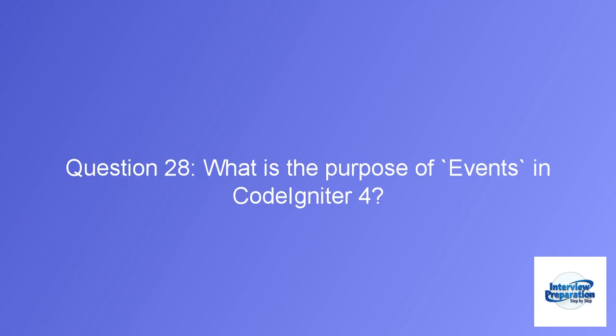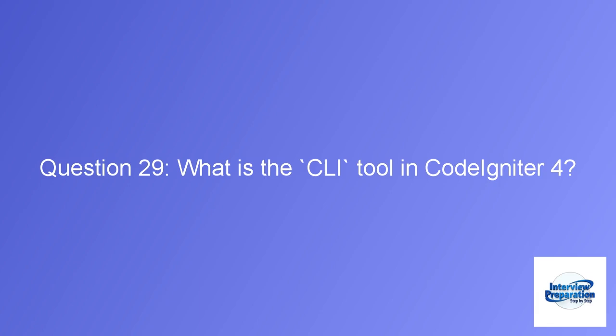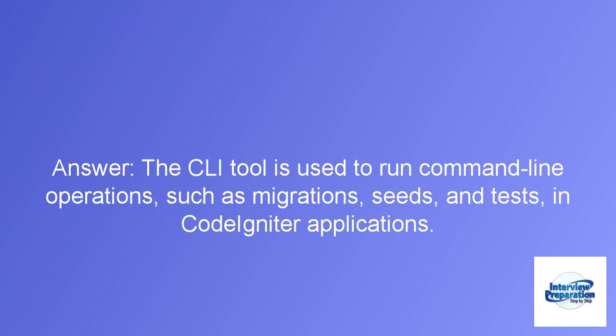Question 28. What is the purpose of events in CodeIgniter 4? Answer. Events allow decoupled, flexible event handling by triggering actions when certain conditions are met. Question 29. What is the CLI tool in CodeIgniter 4? Answer. The CLI tool is used to run command line operations, such as migrations, seeds, and tests, in CodeIgniter applications.